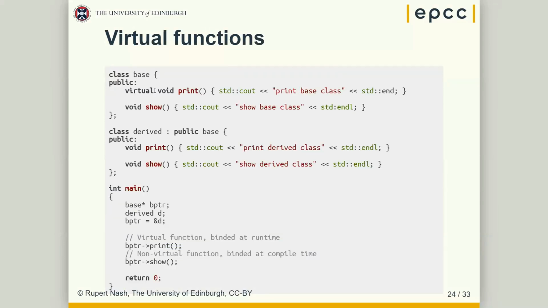If we take this example here, I can have a base class with two functions. I'm going to have one called print, which is going to be virtual, and it's just going to print the base class. And we're going to have something called show, which is not virtual, and we're just going to show the base class. So the key thing here is that print is virtual and show is not.